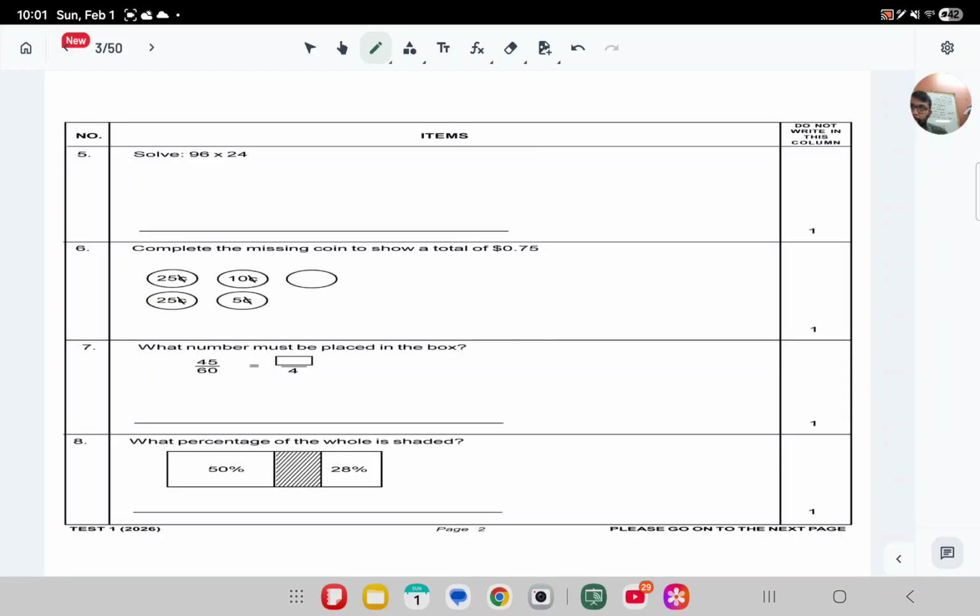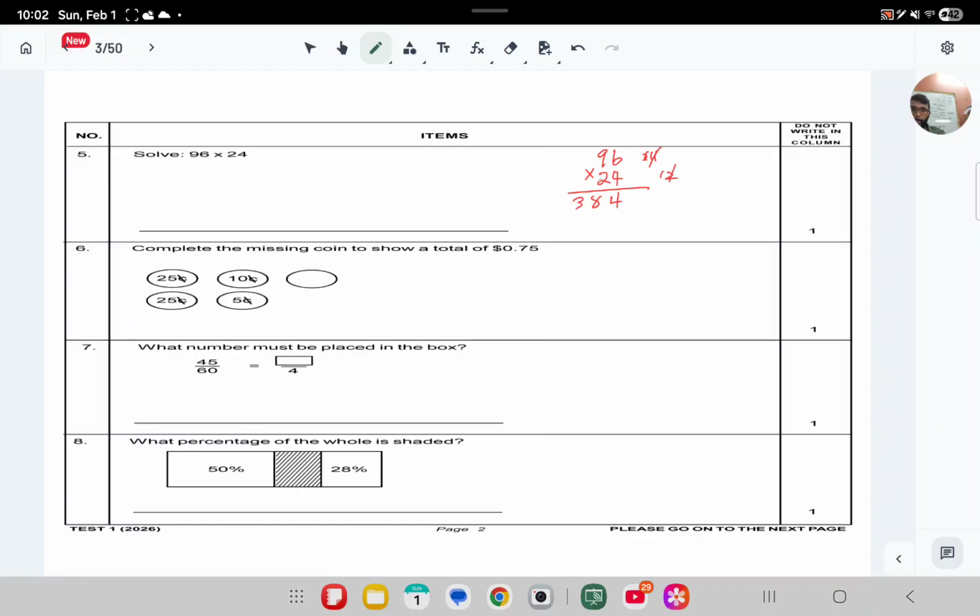Number 5, solve 96 multiplied by 24, a basic multiplication equation. You all could multiply however you are comfortable. If you want to offset the numbers, or start multiplying the tens digit first and then the ones, it's all up to you. It doesn't matter, all is accepted for SEA. So I will start here with the 6 multiplied by 4, which is 24. 9 multiplied by 4 is 36. Add 2, which is 38.